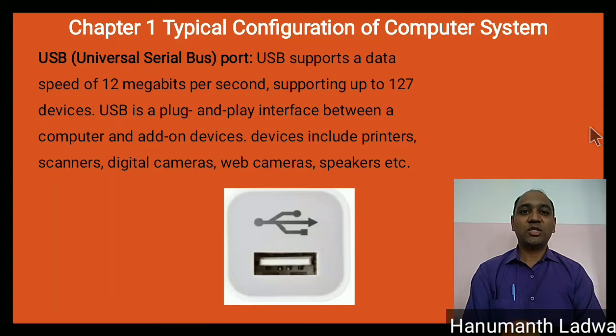Let us continue with USB, that is Universal Serial Bus. USB supports a data speed of 12 megabits per second, supporting up to 127 devices. USB is a plug and play interface between a computer and add-on devices. Devices include printers, scanners, digital cameras, web cameras, speakers, etc. And the diagram of USB is given here in the diagram.